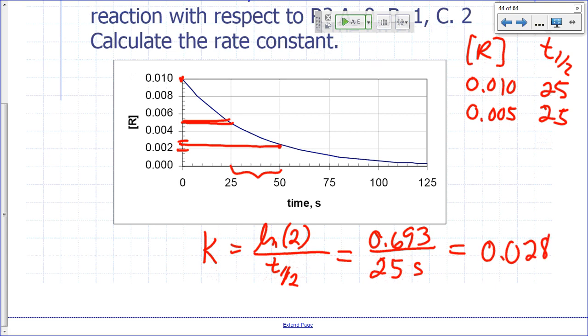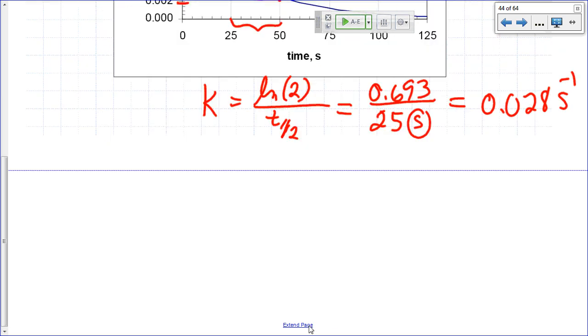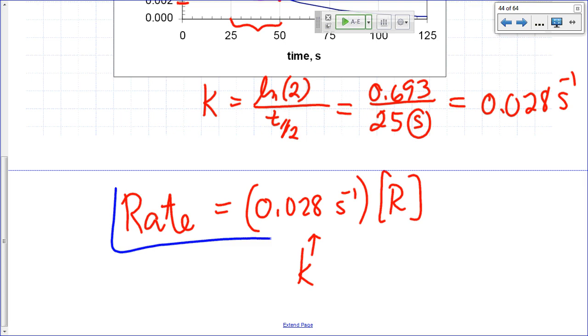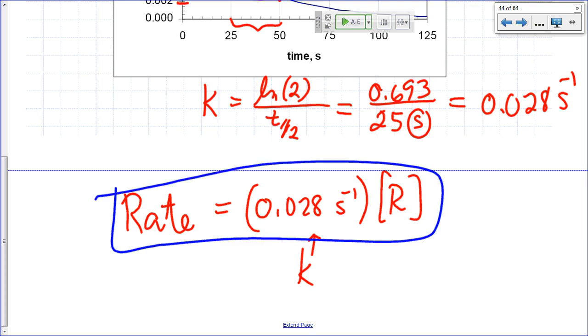And then what's my unit for my first order rate constant? Per unit time, so per second. So you'd say the rate law for this reaction is rate equals 0.028 per second, that's my K, right, times the concentration of R raised to the power 1. That's my rate law. Okay.